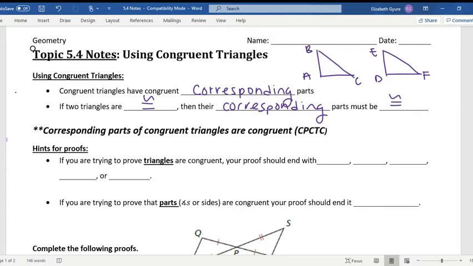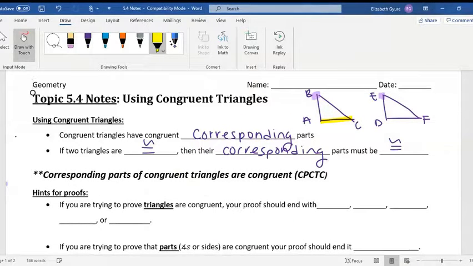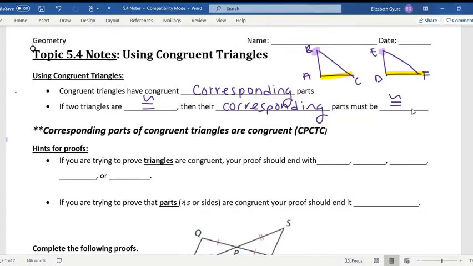So if I tell you triangle ABC is congruent to triangle DEF, then angle B has to be congruent to angle E, right? Then side AC has to be congruent to side DF. Does that make sense, guys? Okay, and you can do that with any set of sides, any set of angles.